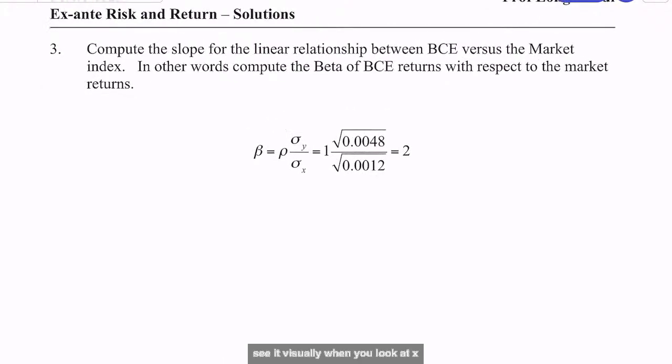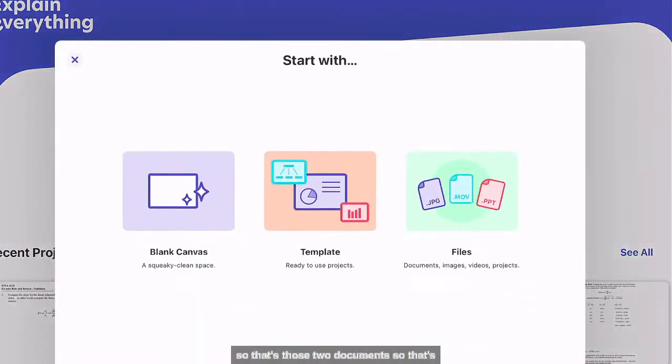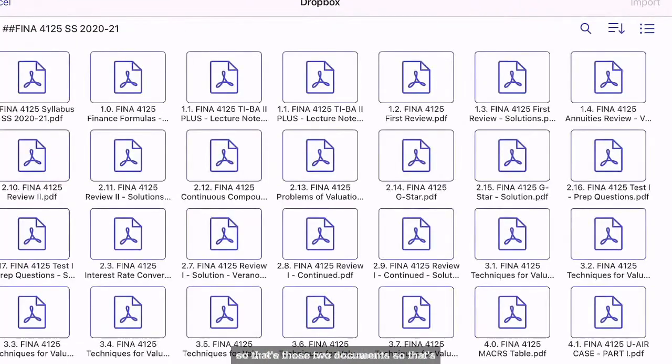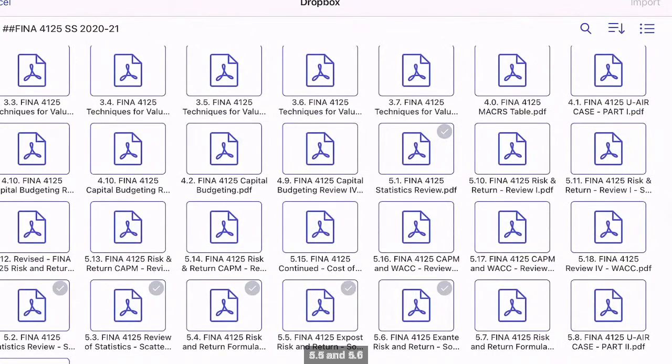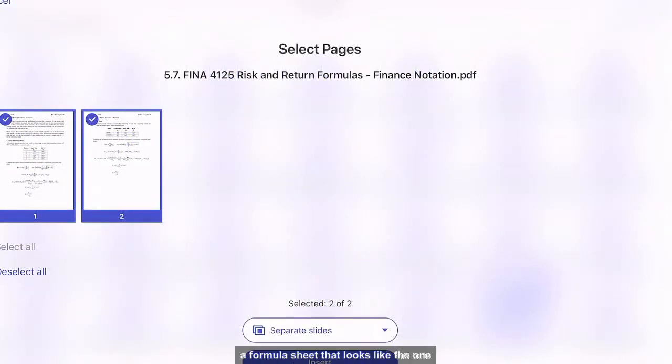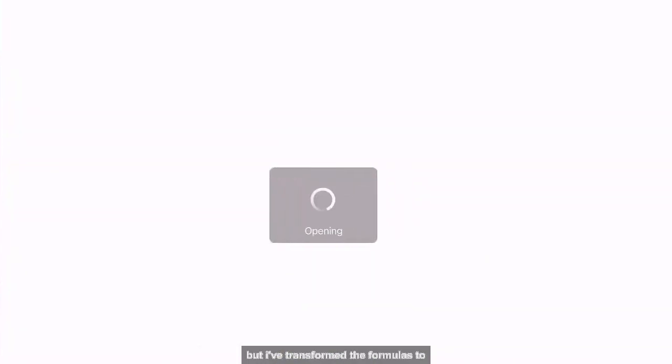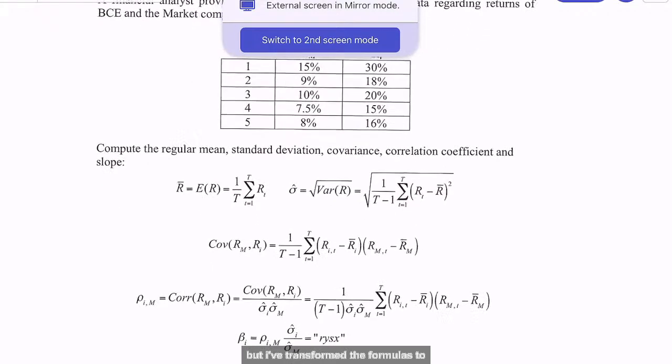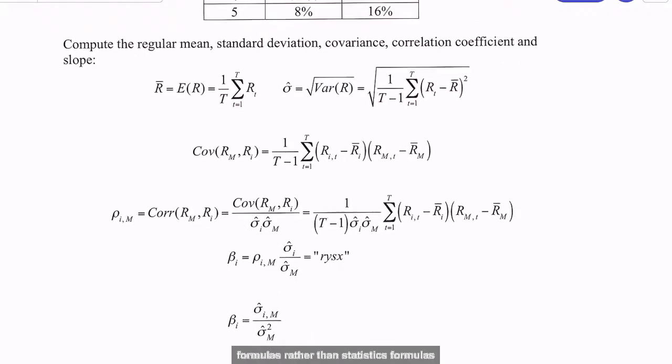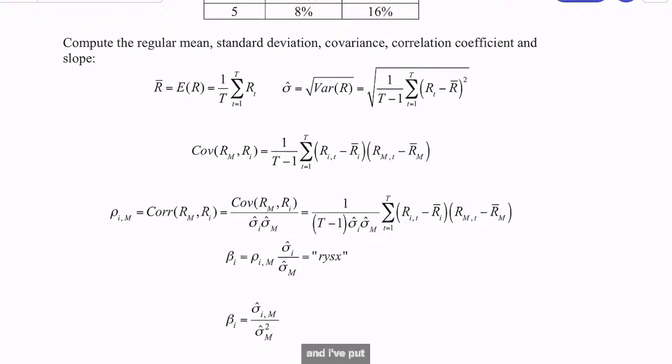Now you can't see it visually when you look at ex-ante data, but you can calculate it. It turns out to be 2 as well. Same interpretation of sensitivity. So that's those two documents, 5.5 and 5.6, and that brings us to a formula sheet that looks like the one we've already seen, but I've transformed the formulas to look like finance formulas rather than statistics formulas, and I've put R's in here for return. So you'll see these formulas, don't be intimidated by them.